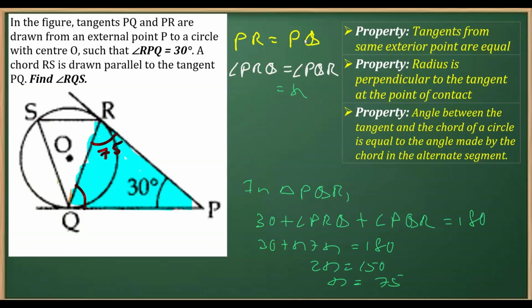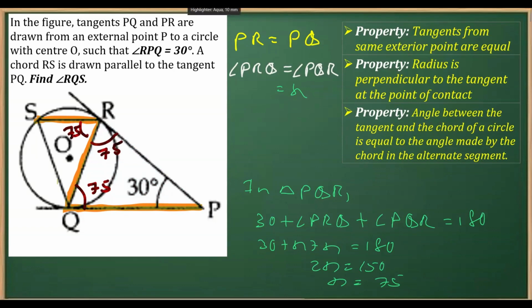This angle is 75. So by the alternate interior angle property, since this line is parallel to this line here and RQ is the transversal, these two angles are equal. We have this angle as 75, so this will also be 75. Let's check alternate interior angles, right? So you can figure out.